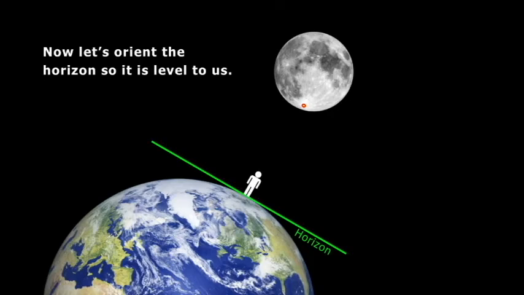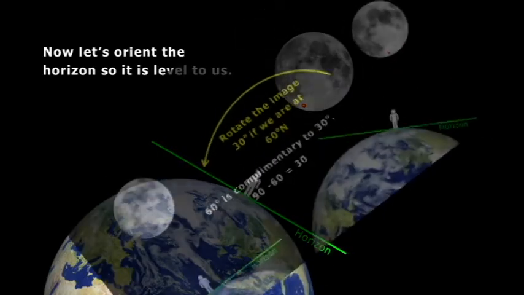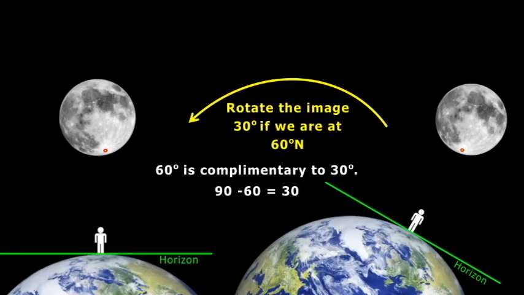Now, let's orient the horizon so that it's level to us, or level to the screen in this case. How do we do that? Well, if we're at 60 degrees north, we need to rotate the image counterclockwise 30 degrees, because that's our complementary angle. 90 minus 60 is 30. If we manually rotate this image, which I did here, you will find that it's rotated counterclockwise 30 degrees.